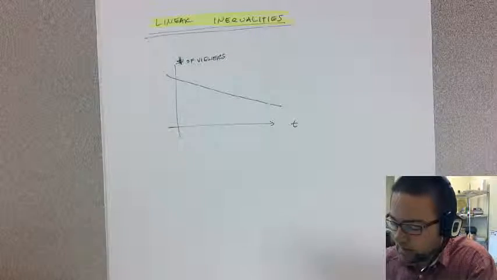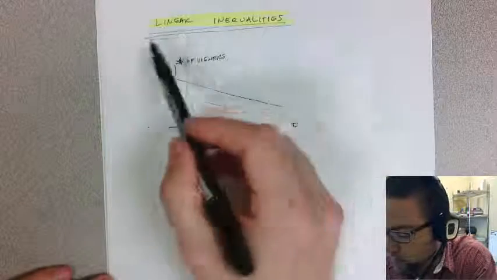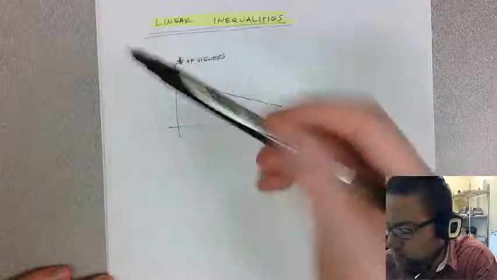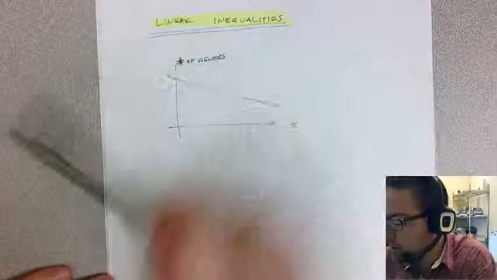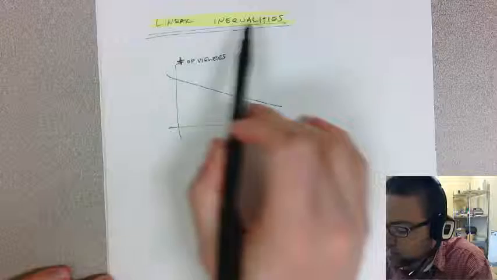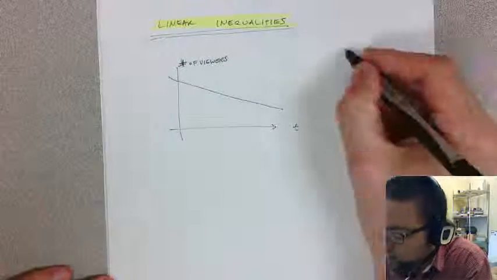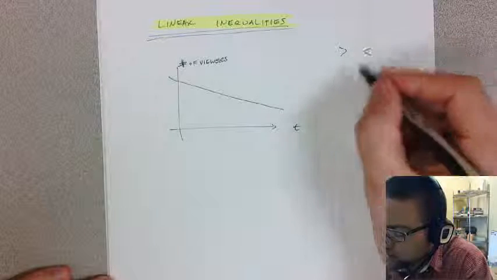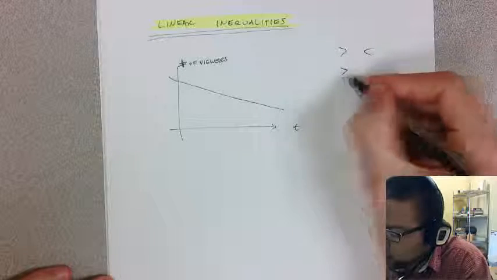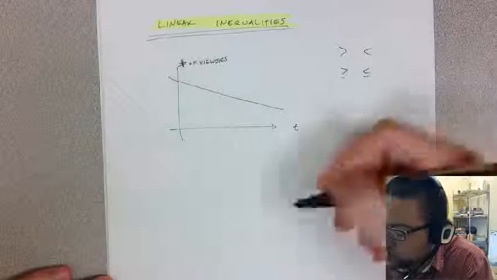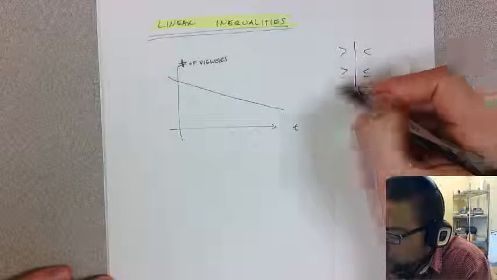Okay, we're going to talk about linear inequalities. So linear means a line is what it looks like in a graph. And inequality means that it's not necessarily equal to. It could be greater than, it could be less than, it could be equal to, greater than or equal to, or it could be less than or equal to. So those are the four different options for inequalities.